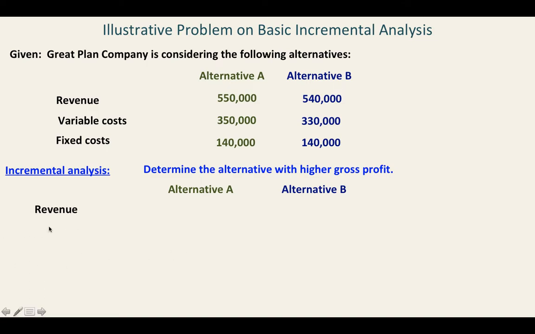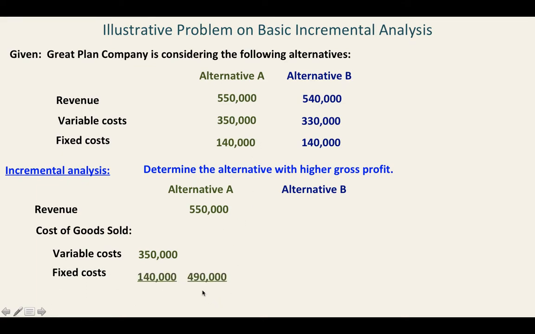So we have our revenue and we have learned that in doing a gross profit, it is revenue less cost of goods sold, and our cost of goods sold are variable cost and fixed cost using the absorption costing. So we have here the variable cost of 350,000 based on what was given and fixed cost of 140,000 for a total cost of goods sold of 490,000. So revenue less cost of goods sold will give you your gross profit of 60,000.